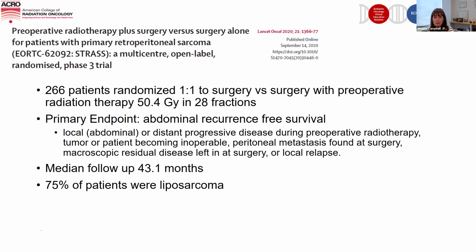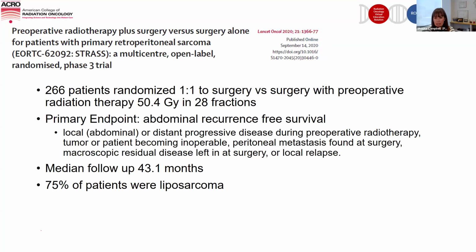Now, this is a combined endpoint. It's a little bit of a complicated endpoint that you can see here. All of these factors would lead to a potential failure or a potential event. So if somebody was to have a local or distant progressive disease during preoperative radiation, we would consider that an event in the preoperative radiation. If a patient became inoperable, if they developed peritoneal metastasis found at surgery, if you had microscopic residual disease left in that surgery, or you experienced a local relapse.